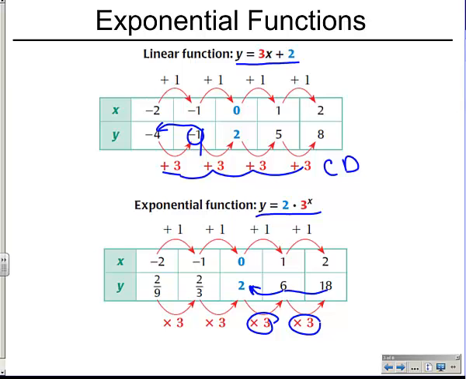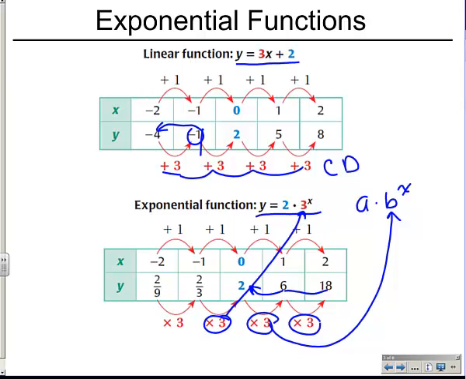And you'll also notice that this 3 right here that we're multiplying, the common 3 that we're multiplying, happens to be the base number of our exponent. So in our b value, in our a times b to the x, the common number we multiply here becomes the base number that we're going to be raising our exponent to.